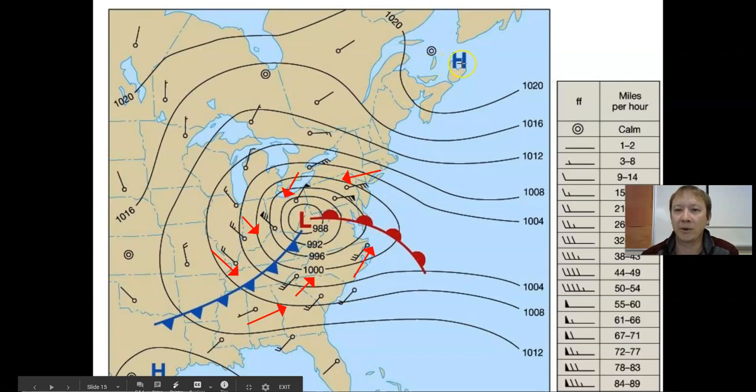Whereas up here with our high pressure system, you can see right here, there's no wind. So it's very, very calm here. And if you also notice, the closer we get to the low pressure system, the higher the wind speeds are, which means there's more likely to be a storm. So you can see here with just the single triangle, it shows that the wind is blowing 55 to 60 miles per hour. Here we have a triangle with two flags, so we're looking at 78 to 83. So we're looking at a strong storm system right here in the middle.